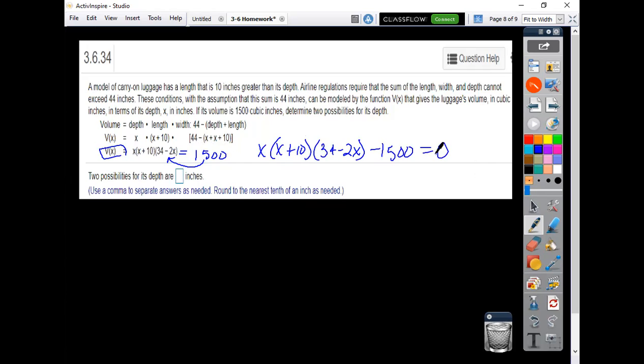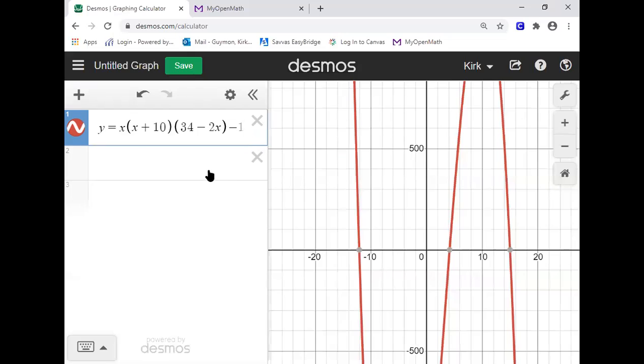So if that's what we're looking for, my two possible solutions for the depth, let's jump over here and look at it. I already typed in my x plus 10, my 34 minus 2x, minus my 1,500. The depth being negative, that point would not be meaningful, extraneous, whatever you want to call it. So the first one, 4.124, would be an option, as well as this 15. So my two answers are those two.